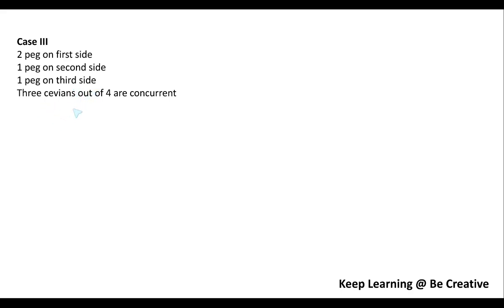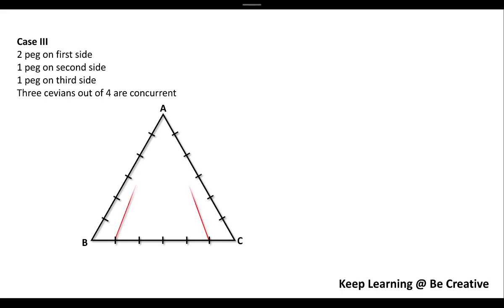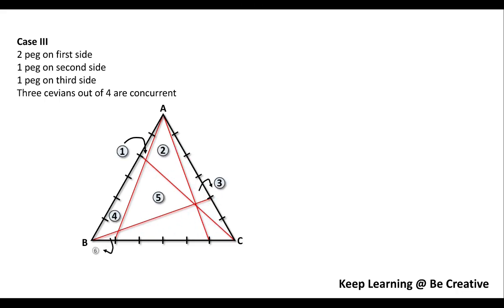But here we will be taking 3 cevians out of 4 concurrent. So here you can see these 2 cevians we have selected, and 1 cevian again we have selected, and this next cevian which we have selected, and these 3 cevians are concurrent. Now here you can see that the triangle is being divided into 9 regions, which is the requirement.